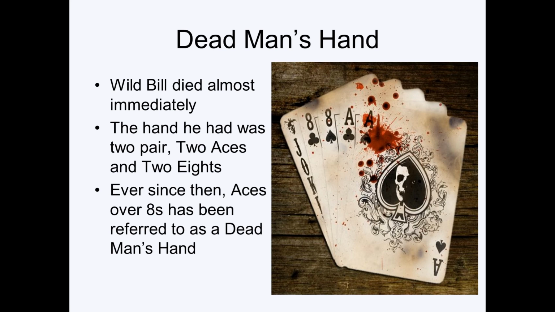Aces and eights, dead man's hand. 2 aces, 2 eights. There's some controversy about what the 5th card was. It wasn't an ace or an 8. I think most people think it was a 5, but that doesn't matter. Normally, when we say dead man's hand, it means you have 2 aces and 2 eights, and then some other card.